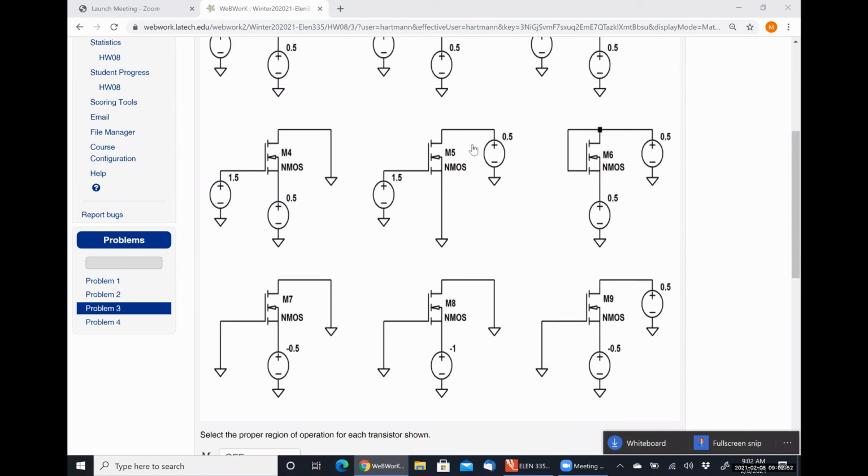All right, Ronnie. Middle row, rightmost one. This one's kind of wonky looking. The drain and the gate are connected together, right? So VD is exactly equal to VG. So you're saying VGS would be 0.5 minus 0.5. Absolutely correct. So that means it's off, easy enough.